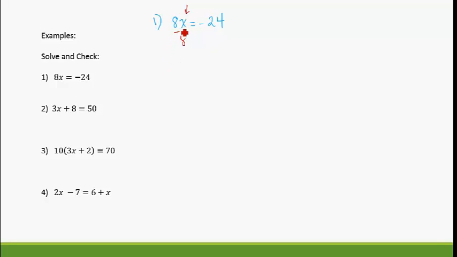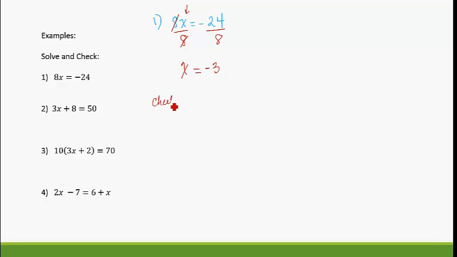And as the multiplication property of equality says, if you perform an operation to the left-hand side, you must also do it to the right-hand side. 8 divided by 8 is 1, which was our goal, because our goal is just to find 1x, and negative 24 divided by 8 is a negative 3.